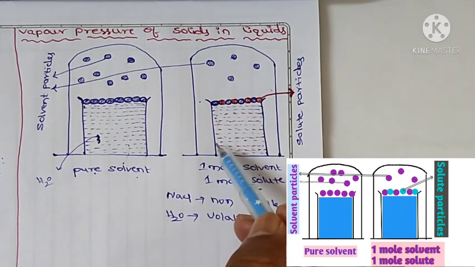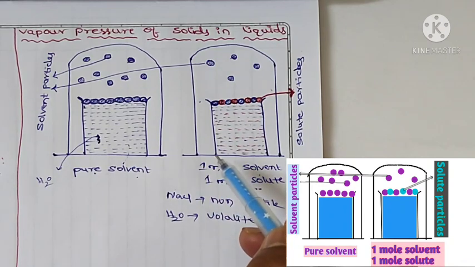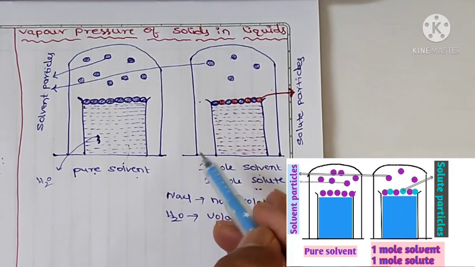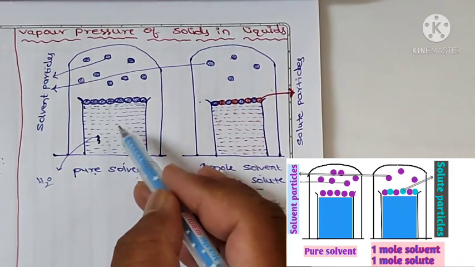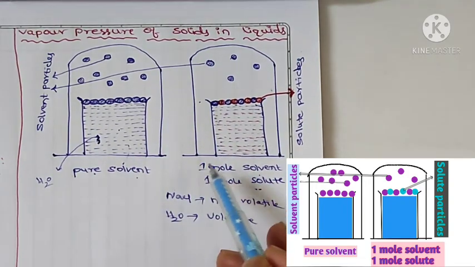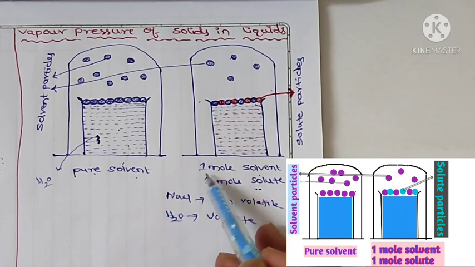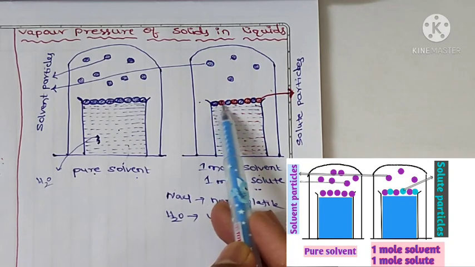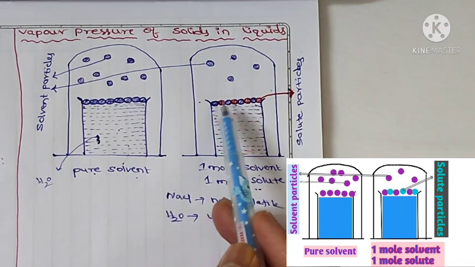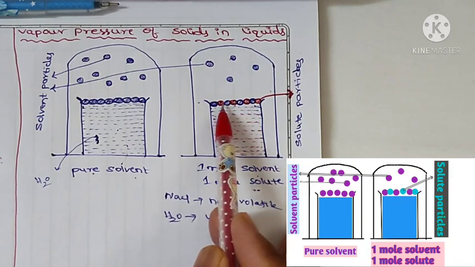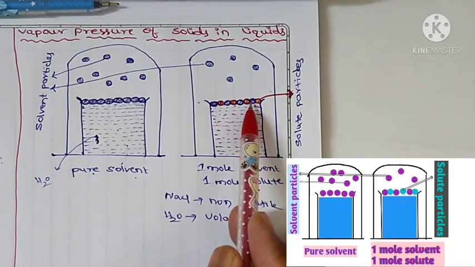After adding the NaCl, meaning after adding the solute, the vapor pressure of the solution at a given temperature is lower than the vapor pressure of the pure solvent at the same temperature. Here after adding the solute, NaCl, the surface of the solution is occupied by both solvent molecules and solute molecules. So at the surface of the solution, the number of solvent molecules will be reduced.